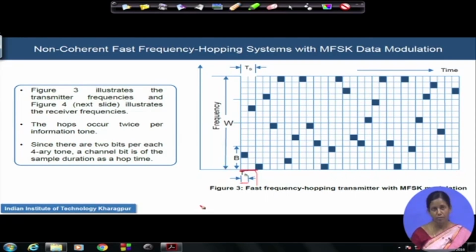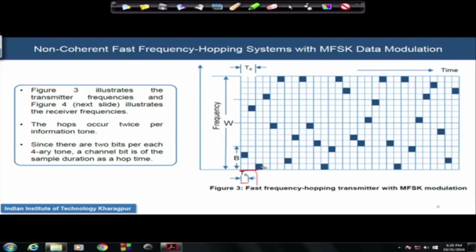The frequency hopping transmitter is again in the MFSK modulation tone. So, the choice will be something like this. Here, initially we have transmitted the bit stream like this. The bit stream came as 1 0, then 0 0, then 1 1. Okay, so let us first understand this. 1 0 came for the first TS duration.